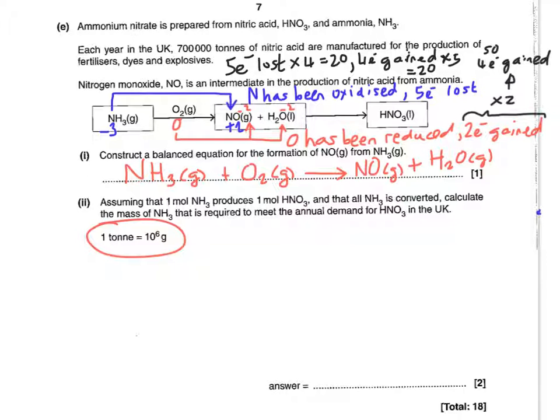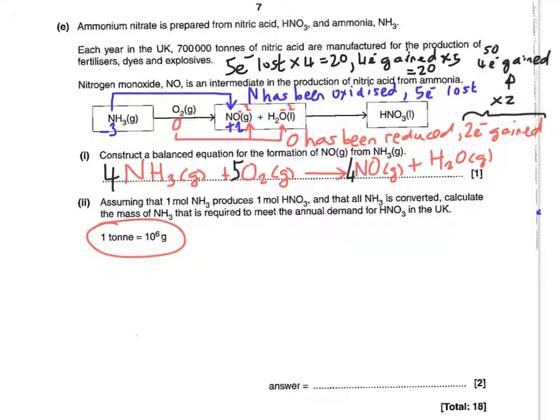Right, so what loses 5 electrons? It's nitrogen. So multiply the nitrogen containing species times 4. That means 20 electrons have now been lost. What gains the electrons? It's oxygen. How many times? 5. So multiply oxygen times 5.